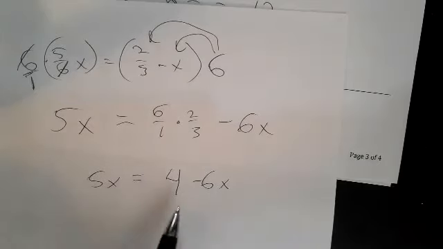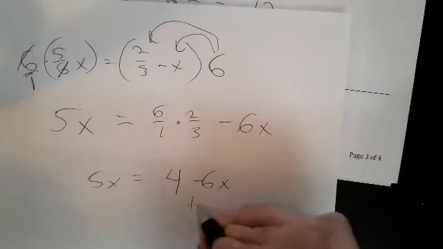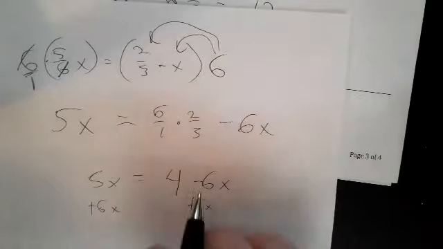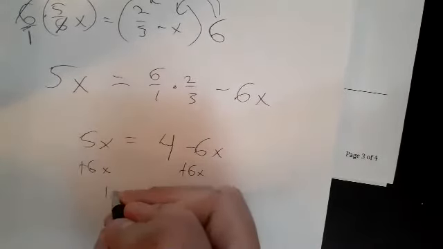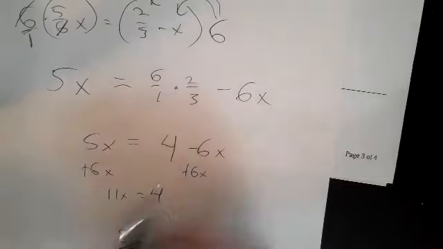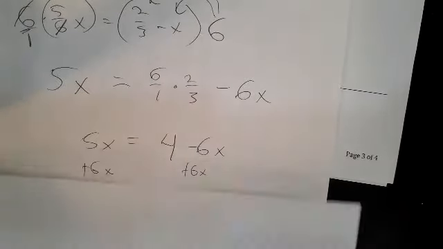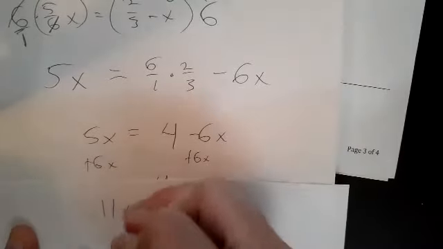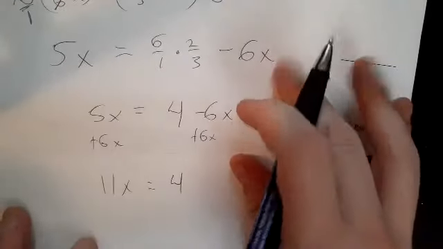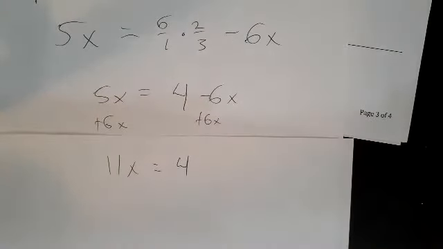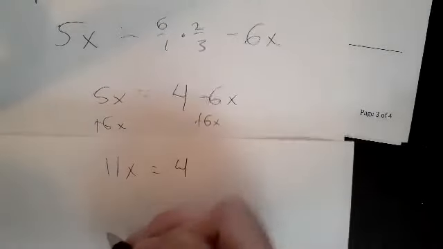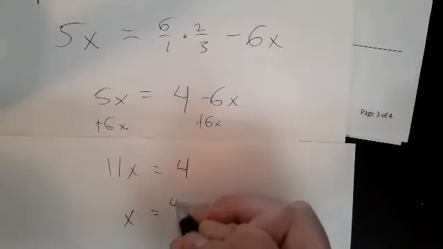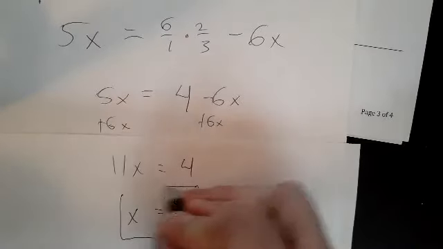We have constants and variables. So it looks like the easiest way is probably to move my variable over to this side. If I want to do that, I have to add 6x. And so I'm getting something like 11x equals 4. Okay, 11x equals 4. And if I want to solve for my x, the last thing I'm doing is dividing. Almost there. X equals 4/11. And that's your solution.